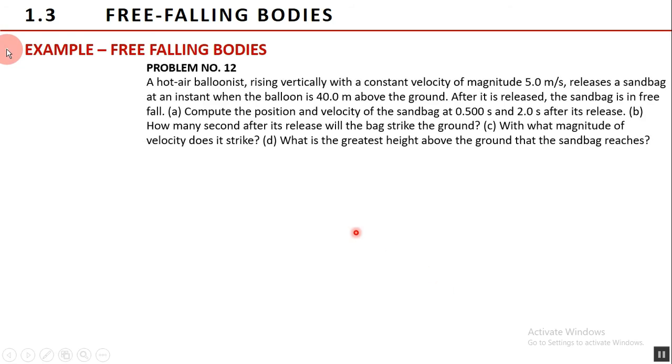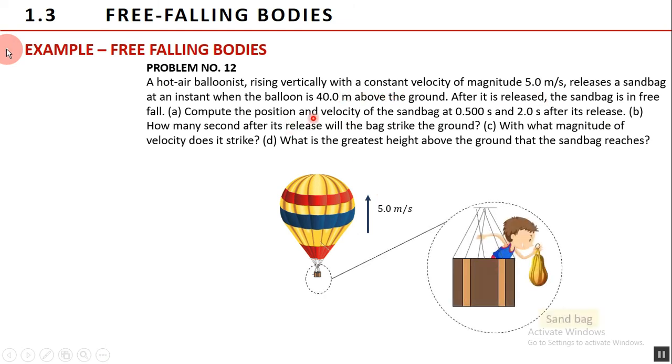Problem number 12. A hot air balloonist, rising vertically with a constant velocity of magnitude 5 meters per second, releases a sandbag at an instant when the balloon is 40 meters above the ground. After it is released, the sandbag is in free fall. Letter A. Compute the position and velocity of the sandbag at 0.5 seconds and 2 seconds after its release.